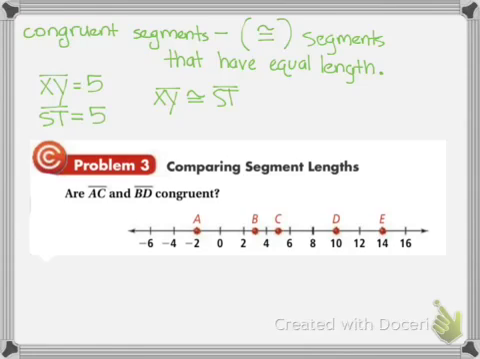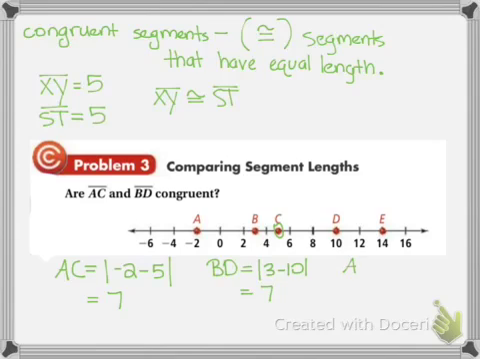Okay, so let's look at problem 3. It says, are AC and BD congruent? Well, we need to know their lengths. So for AC, again, we can just count them. But what we're going to do here is use the absolute value again. Okay, so AC is -2 minus, be careful with your C here, that's 5. So AC is just 7. And then we have BD. B, again, be careful, is at 3 minus D, which is at 10, which is also 7. So since they have the same length, we know they're congruent. So AC is congruent to BD.